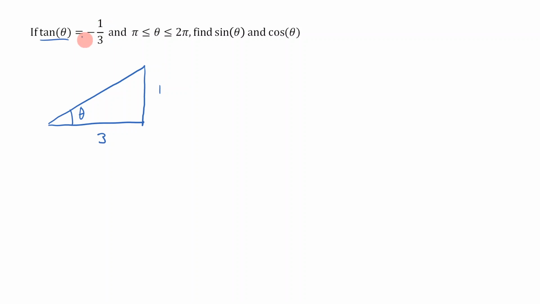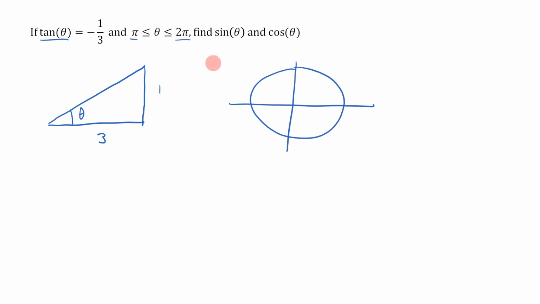So we need to figure out which of these is going to be negative. To do that, we need to look at our domain, and it will be helpful to draw ourselves a unit circle. All right, so I'm between pi and 2 pi. Here's pi, here's 2 pi. I'm either going to be in my 3rd quadrant or in my 4th quadrant, which means I'm here or here.